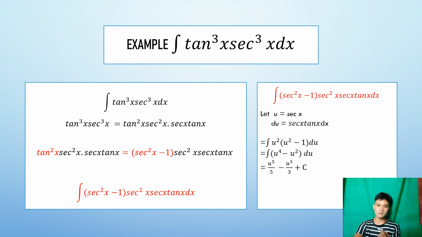And knowing that u is equal to secant x, we just simply plug in the value of u. So we came up with this result: 1/5 secant to the power of 5 x minus 1/3 secant to the power of 3 x plus c.